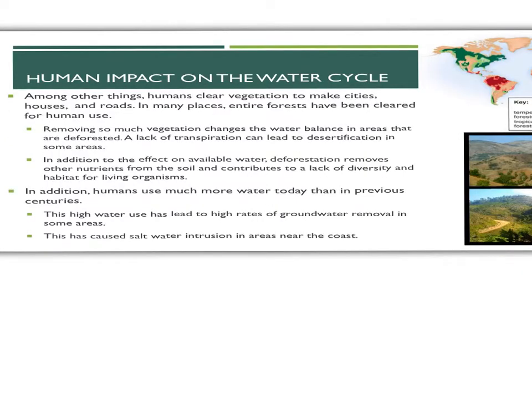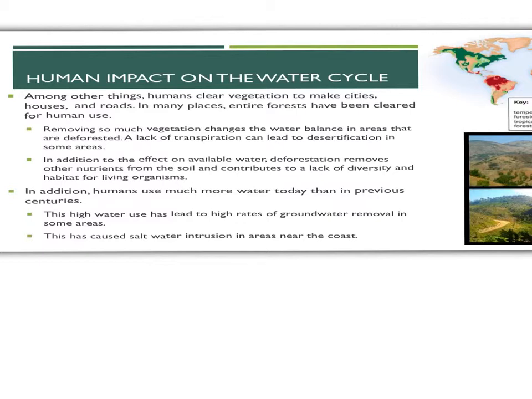All right, what I'd like to do now is continue discussing each of these cycles, but each time thinking about and talking about how humans affect that cycle. So let's start with the water cycle. The main thing that humans do that affects the water cycle is deforestation. We want to make cities, agricultural areas, roads, houses, all different kinds of things for our own use, and we clear forests.